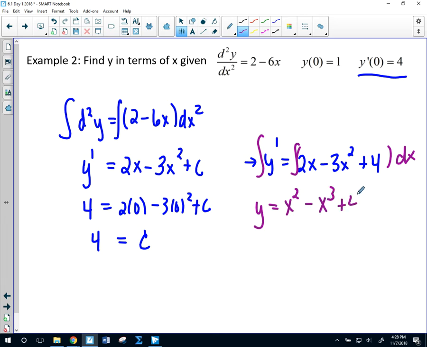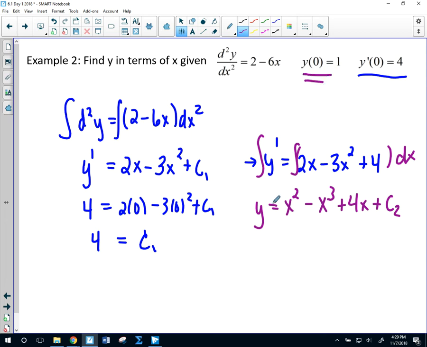4 becomes 4x, and I need another c. So if these c's get confusing and you want to call this c1, and you want to call this one c2, if that makes you happy, you can. It's not necessary, but if that helps, you can do that.